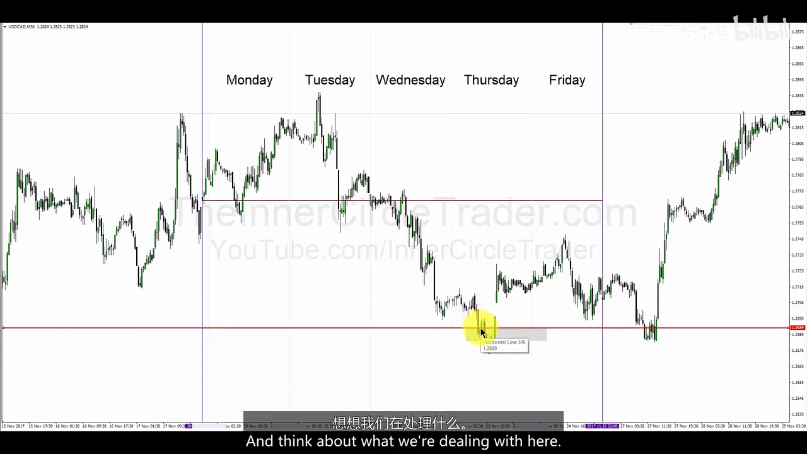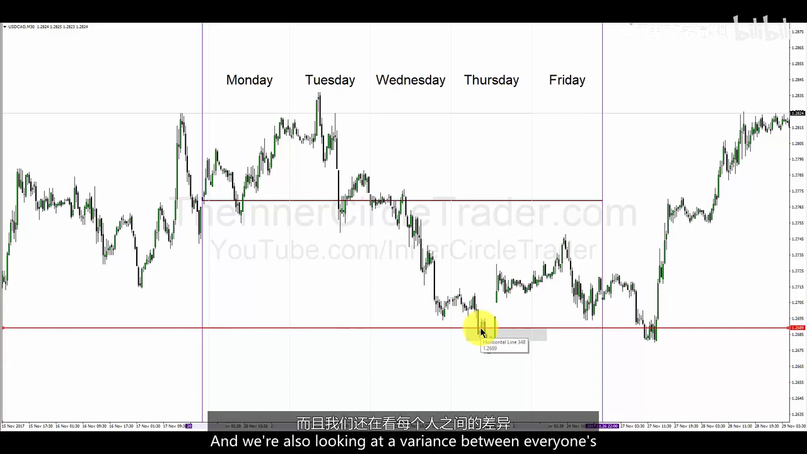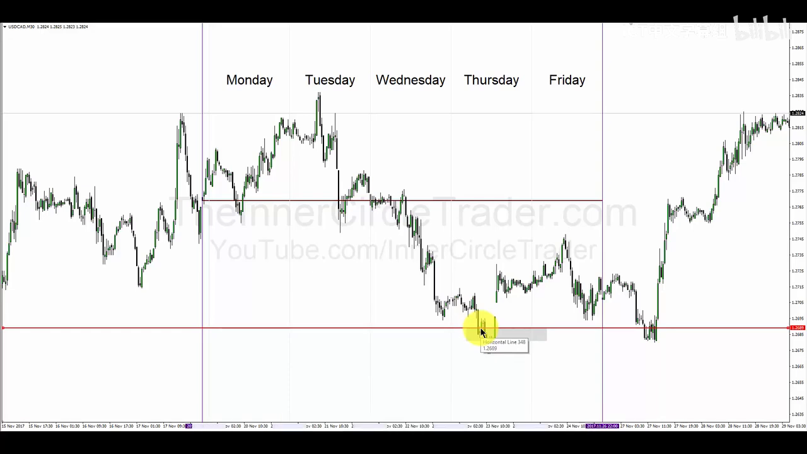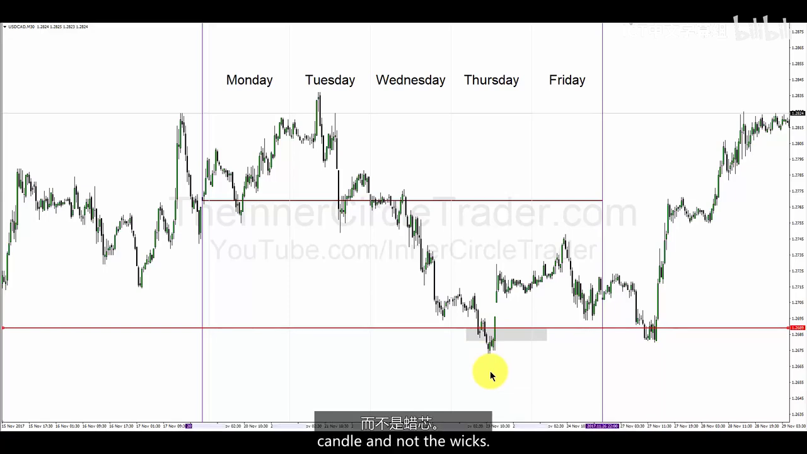And think about what we're dealing with here. We're dealing with Fibonacci, okay? And we're also looking at a variance between everyone's delivery on the price. Everyone's price is going to be slightly different. And that's the reason why I teach you to use the bulk of the volume with the body of the candle and not the wicks. The wicks are always going to be slightly off relative to your brokers, okay?